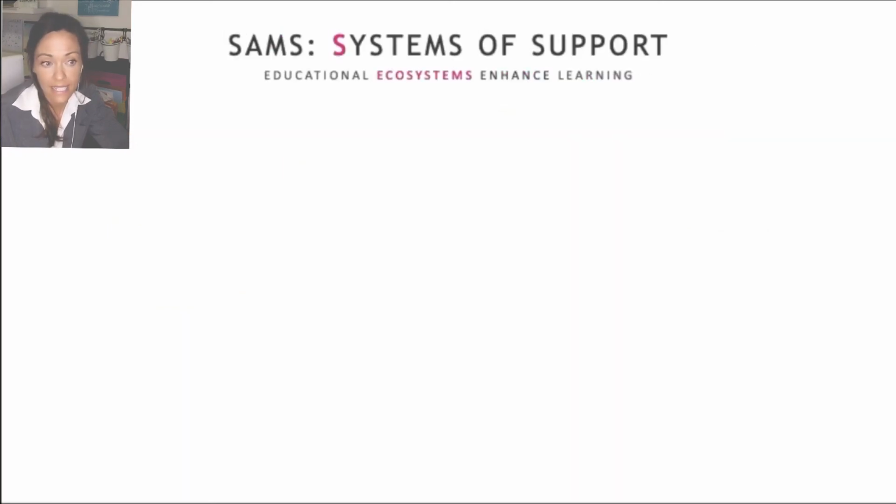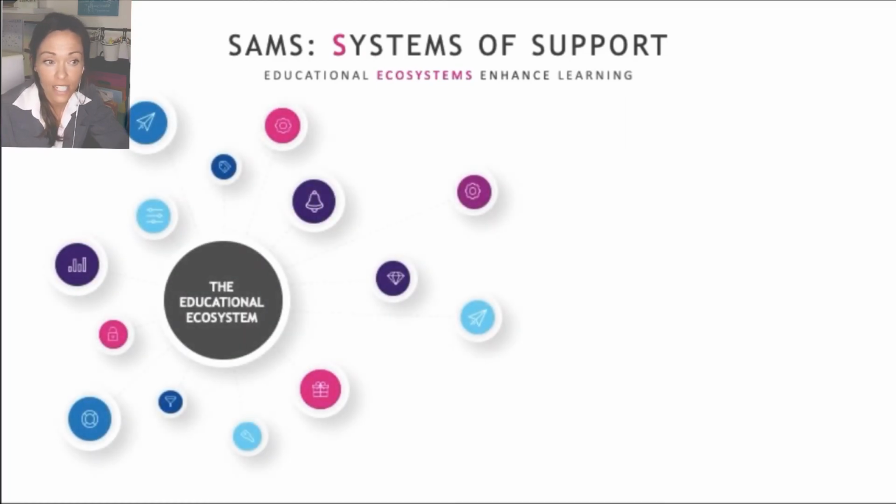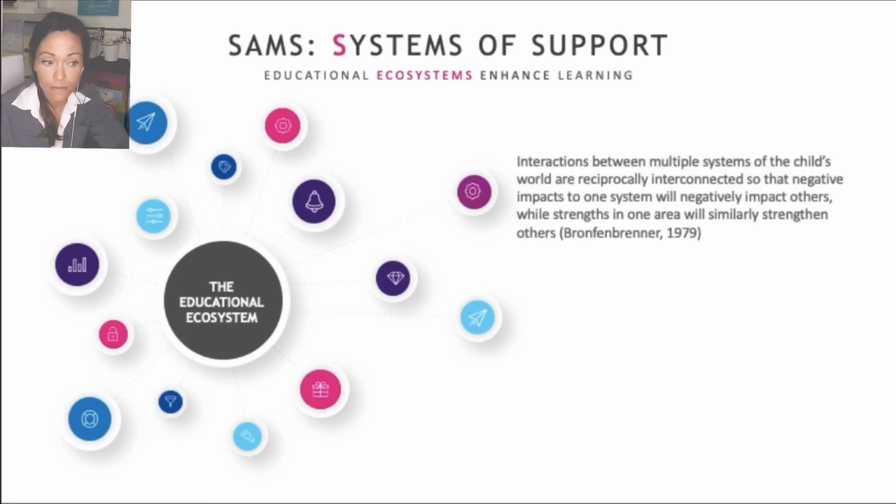Finally, the S in SAMS, systems of support, educational ecosystems to enhance learning. According to Bronfenbrenner's ecological systems theory, interactions between multiple systems of the child's world are reciprocally interconnected, so that negative impacts to one system will negatively impact others, while strengths in one area will similarly strengthen others.